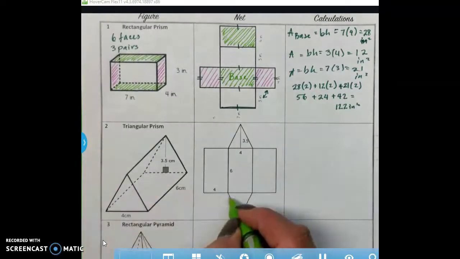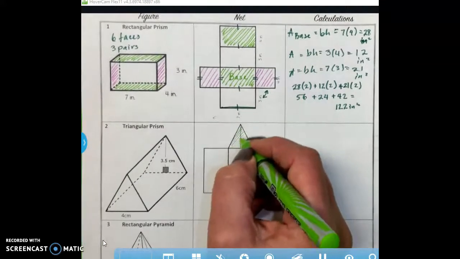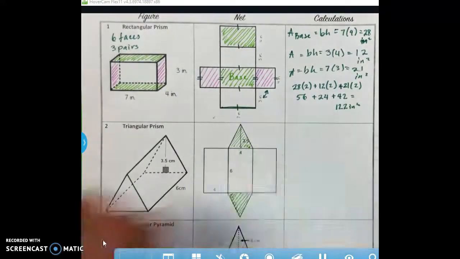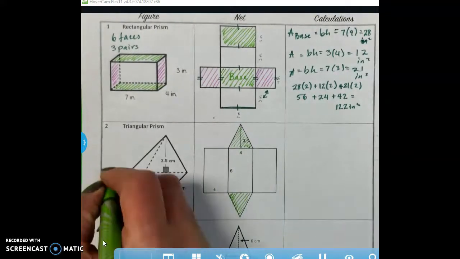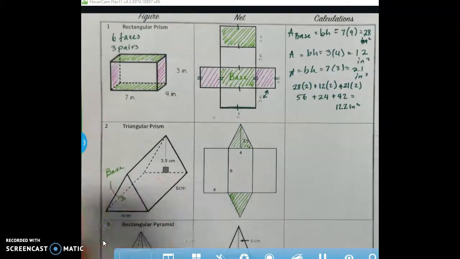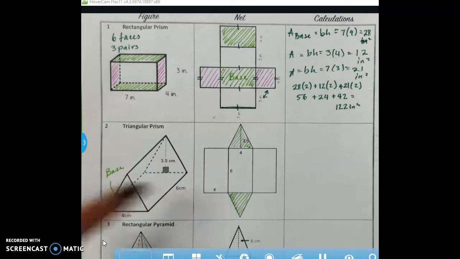So I'm just going to highlight it right here. Highlighter would work the best. So this is your base. It's not sitting on the base. It's sitting on its sides. You might say, well, how would I remember? Bases are, first of all, the same shape, and they're always parallel from each other. They're never next to each other.